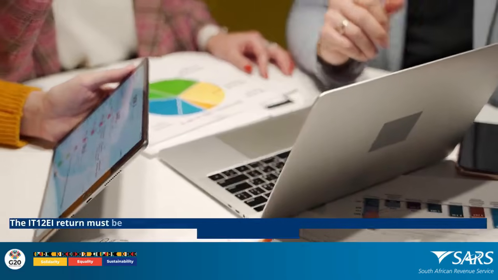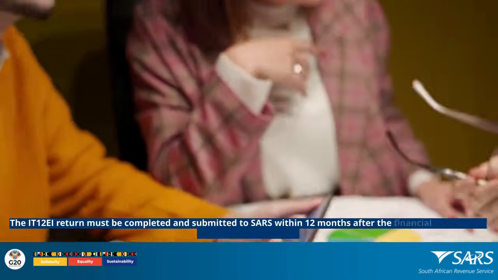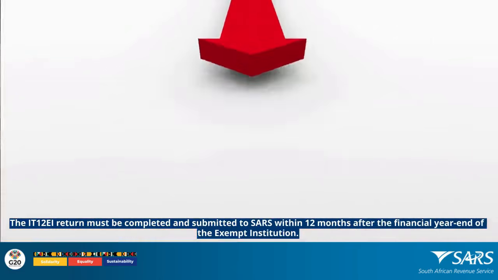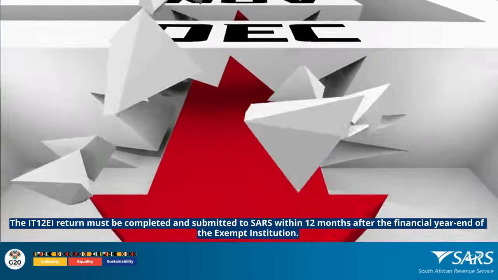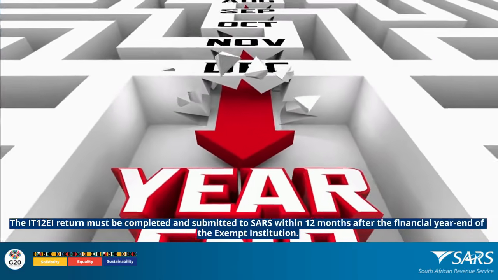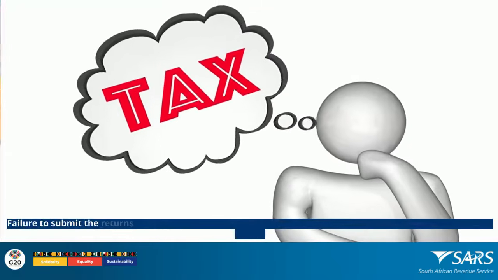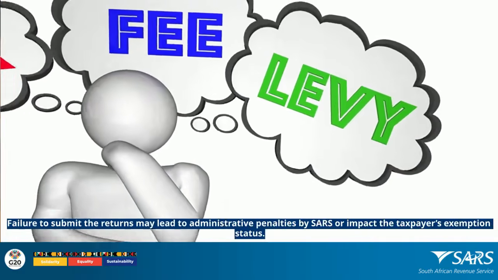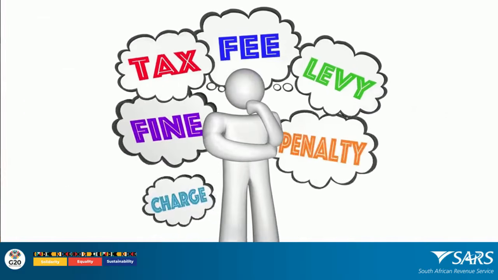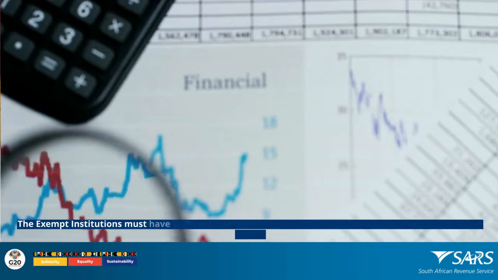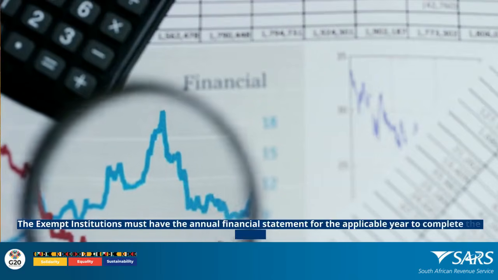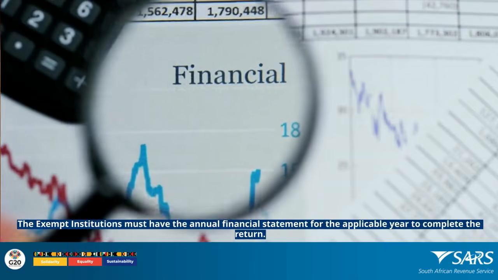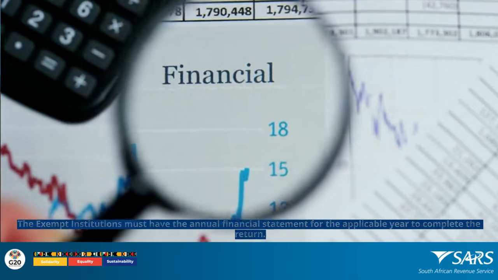The IT12EI return must be completed and submitted to SARS within 12 months after the financial year end of the exempt institution. Failure to submit the returns may lead to administrative penalties by SARS or impact the taxpayer's exemption status. The exempt institutions must have the annual financial statement for the applicable year to complete the return.